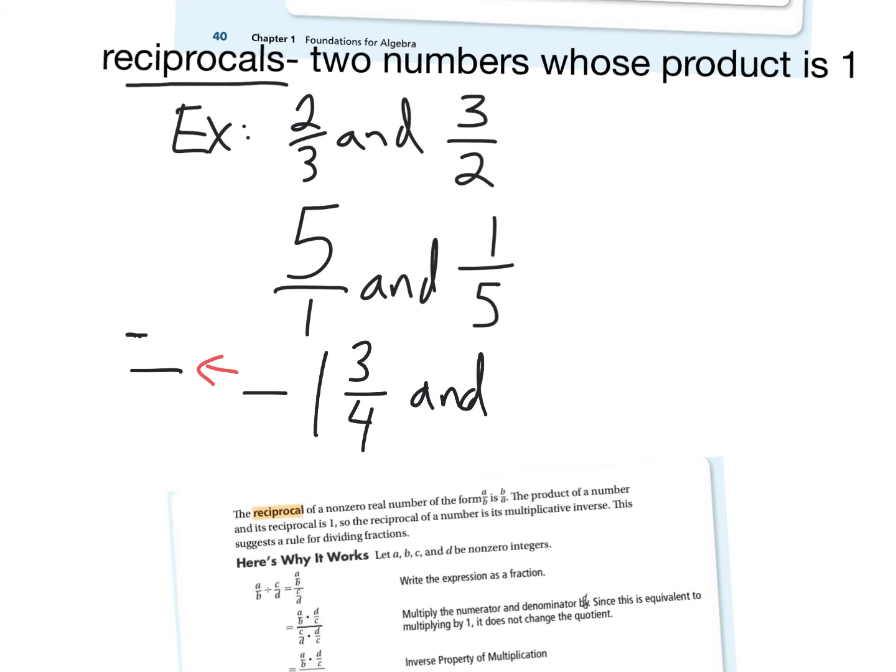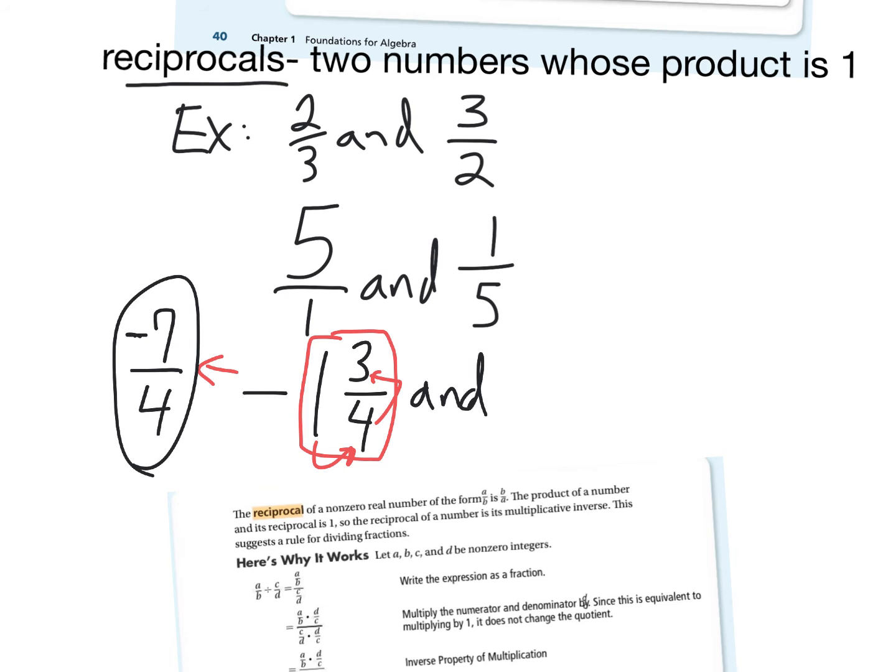So if we just ignore the negative for a minute and look at this part, 1 times 4 is 4, plus the 3 on top is 7. So that would be -7/4. So then the reciprocal, if you flip that, you could say it's 4 over negative 7. As long as you put the negative in one spot or the other, it's okay.